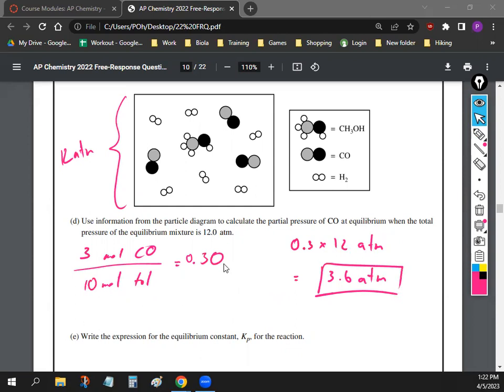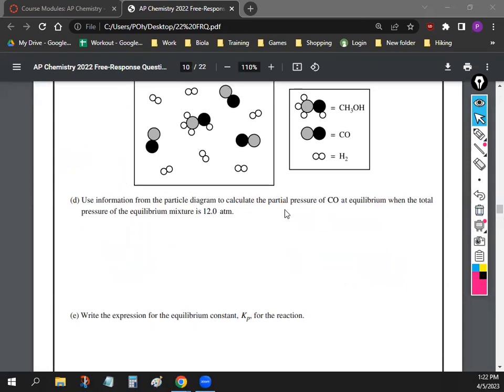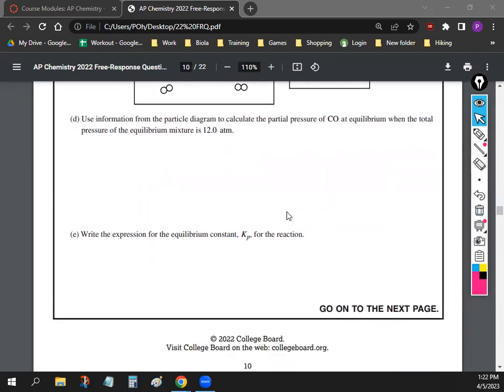Okay, let's move on to part E. Part E is super simple. We're writing the KP. For this, I'm just going to give it to you guys because this should be pretty easy. The KP is the pressure of the products: the pressure of carbon monoxide times the pressure of hydrogen gas, but since there's 2 moles you're going to square it, divided by the pressure of methanol. That's it.